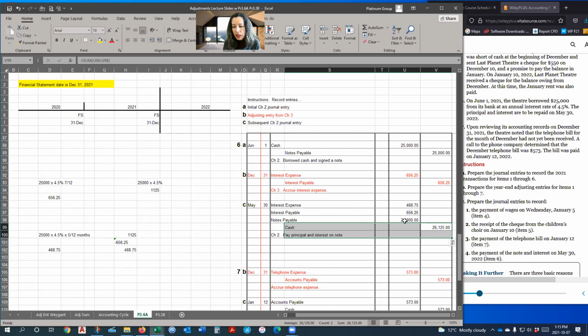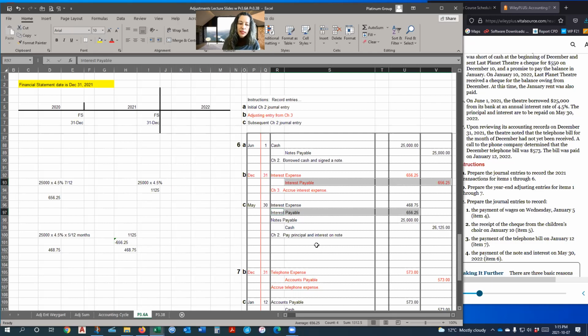And you can see here the note payable. We're going to empty out that account, zero it out. It's no longer owing, so we'll remove that as an obligation. And right here, the interest payable, that's 656. It's now being paid right here. That's the interest that accrued from last year.